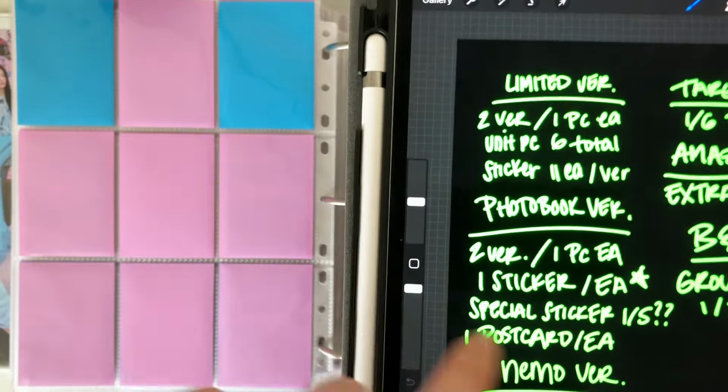I don't know what the QR card will look like, so I don't really know what to do with it. So we'll just skip over that right now. And if it's like a group card again, I don't really know what to do with that, because I already have a good layout. I also don't know what the Amazon exclusive is.